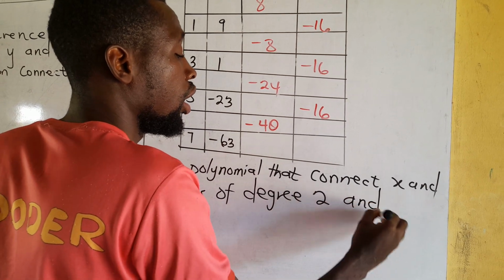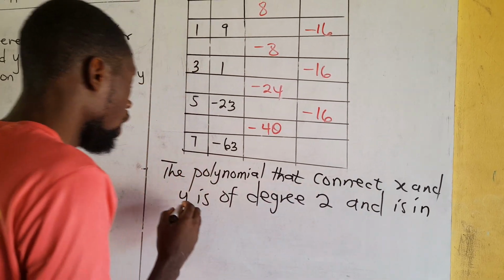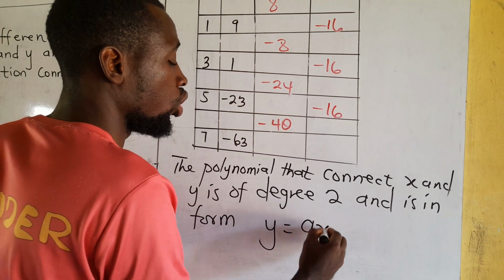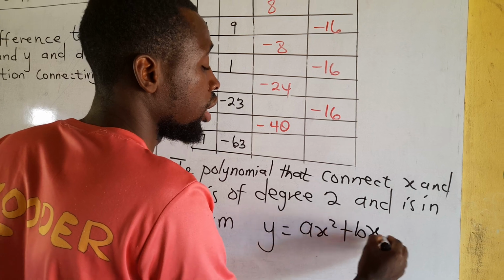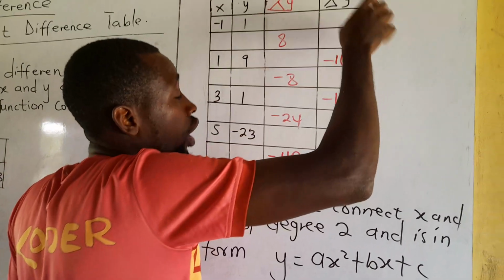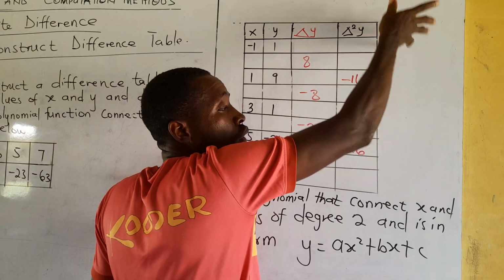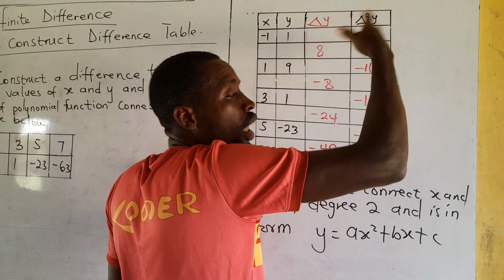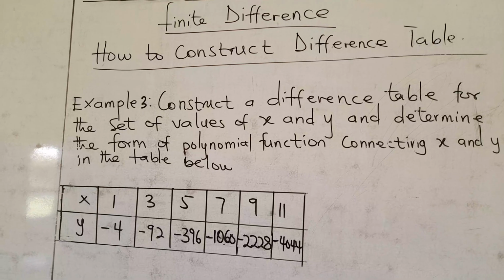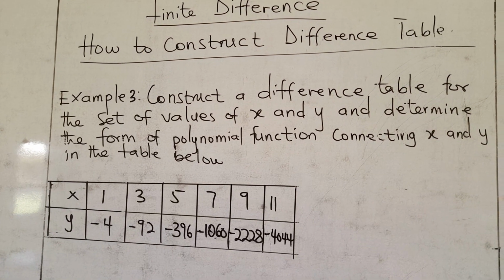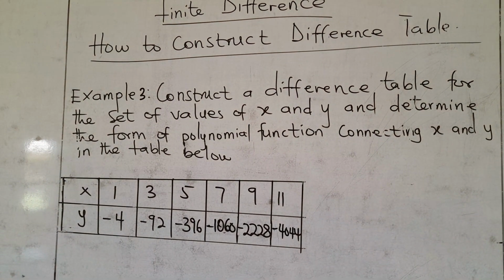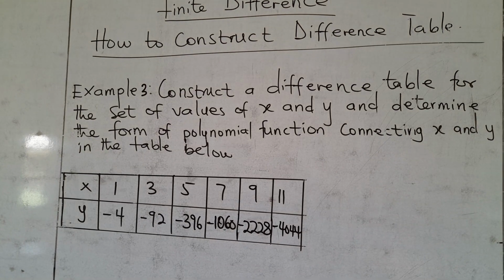And is in the form y equal to ax squared plus bx plus c. I hope you get that. So if the constant goes beyond the second difference, maybe to the third difference, then it's of degree 3 in that order. So our understanding in the construction of a difference table will help us understand the final difference as a topic very well. So we'll solve another example on it.